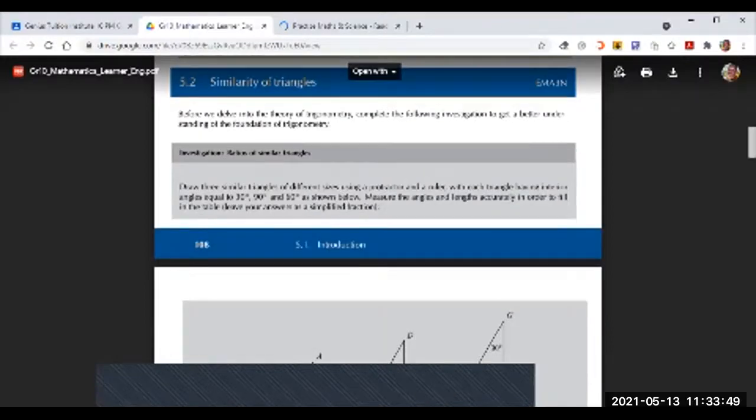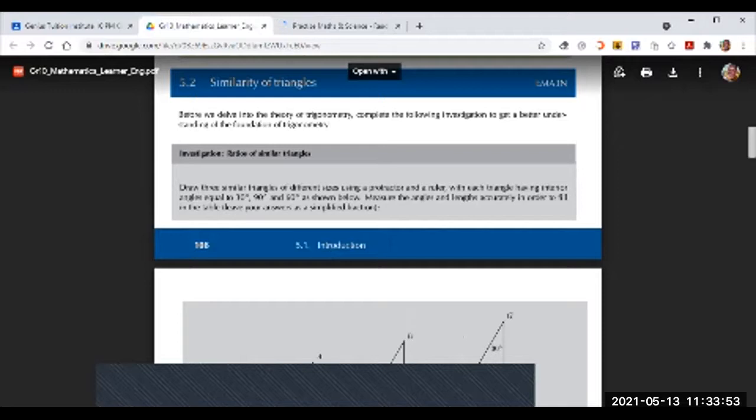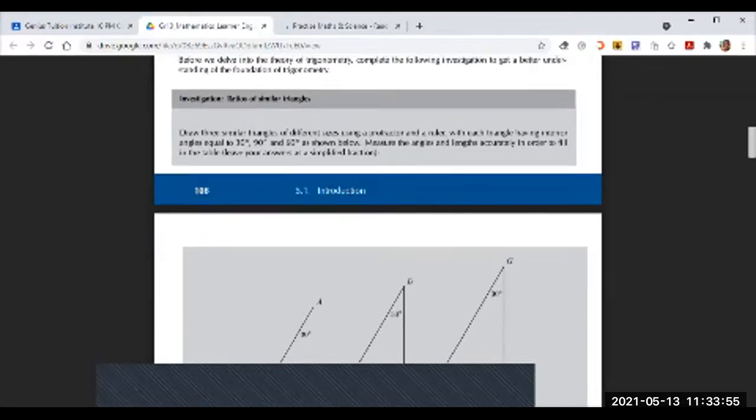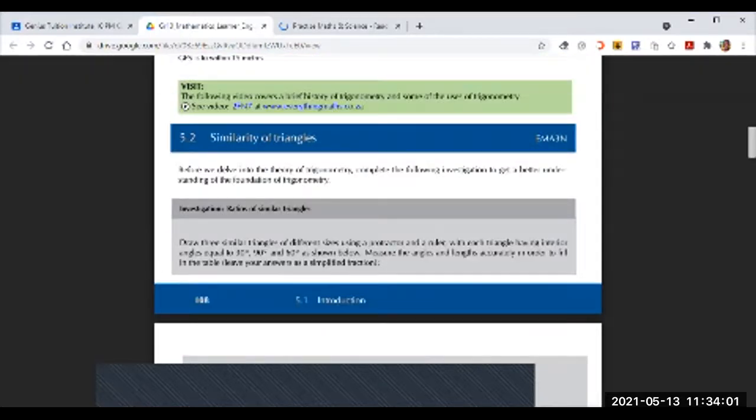Let us start first with similar triangles. Now, when are triangles similar? They will be similar if they are equiangular and if the sides are in the same ratio.